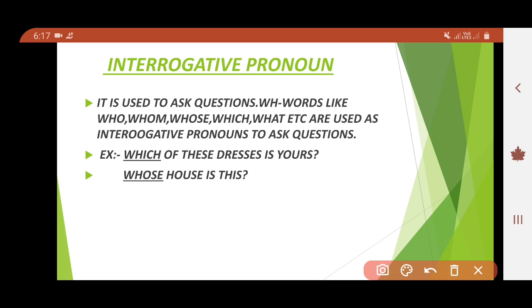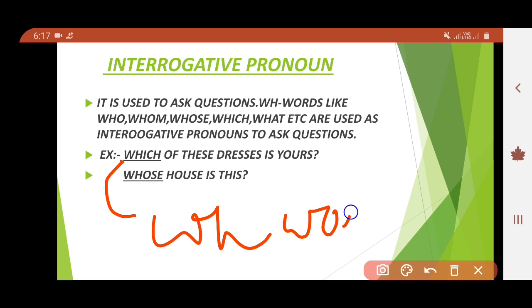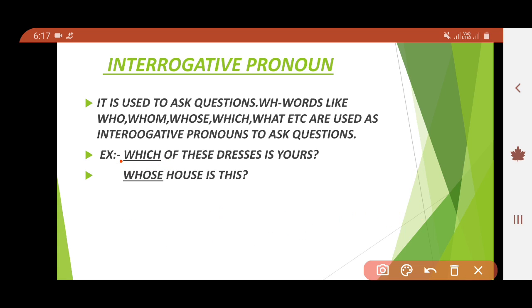Which of these dresses is yours? Okay, so here the WH word is which, yes or no? So which of these dresses is yours? Among many dresses, there are many dresses. Among these dresses, which one is yours? So this WH word which is asking a question about your dress.